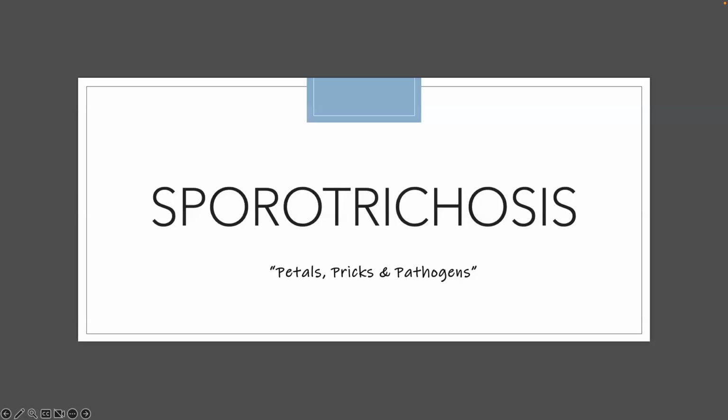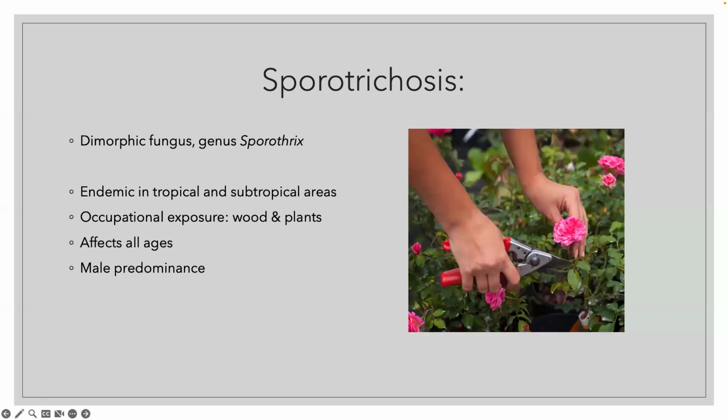So what is sporotrichosis? Sporotrichosis is the most common of your subcutaneous mycoses, and it's caused by the dimorphic organisms of the genus Sporothrix. A gardener being pricked by a contaminated rose thorn is the classic vignette for acquiring sporotrichosis, and it's often referred to as rose gardener's disease.